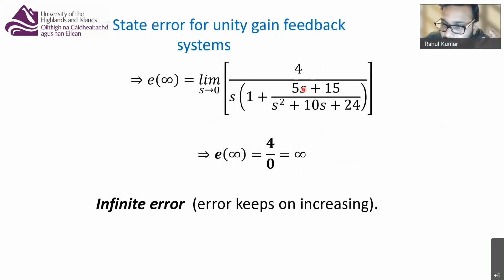If I apply the limit, this term will become 0, this will become 0, or essentially you have an s over here. So in the denominator, everything will become 0. 0 multiplied by anything is 0. Right? So I will get 4 divided by 0. That is infinite. So for the given ramp input, I will have steady state error to be infinite. That is, error keeps on increasing. Unstable system.